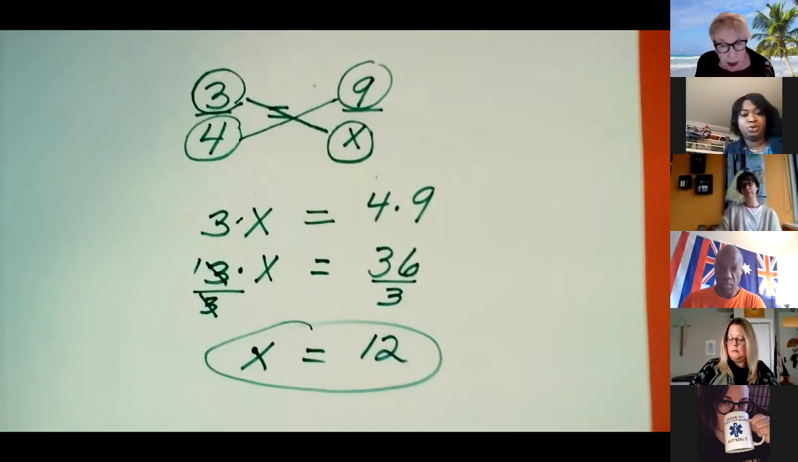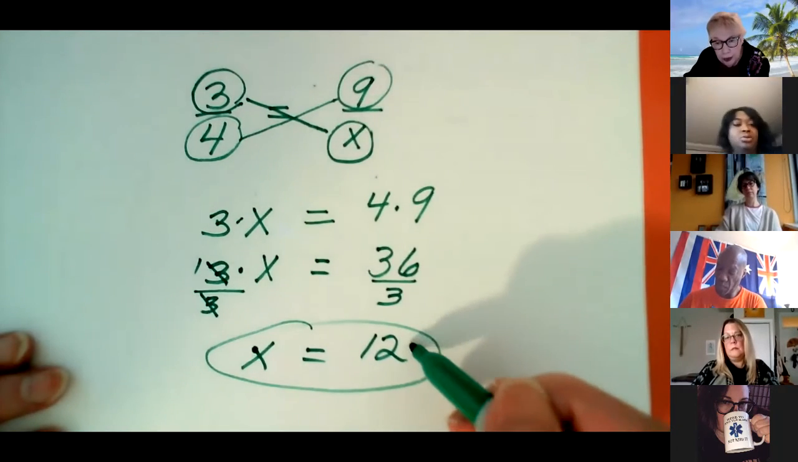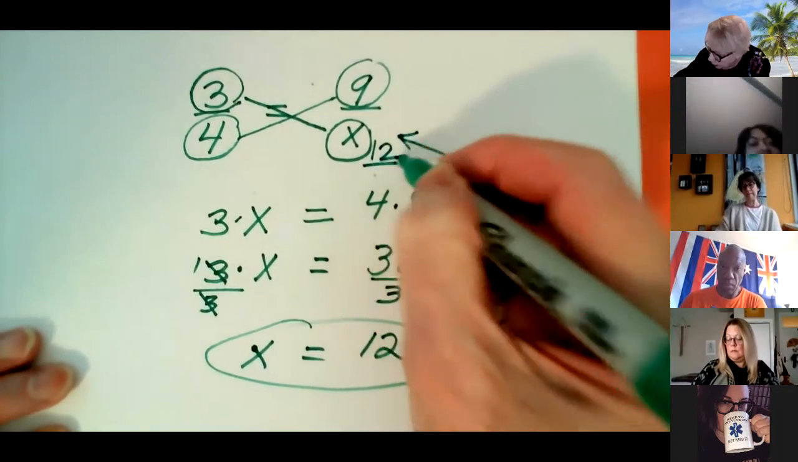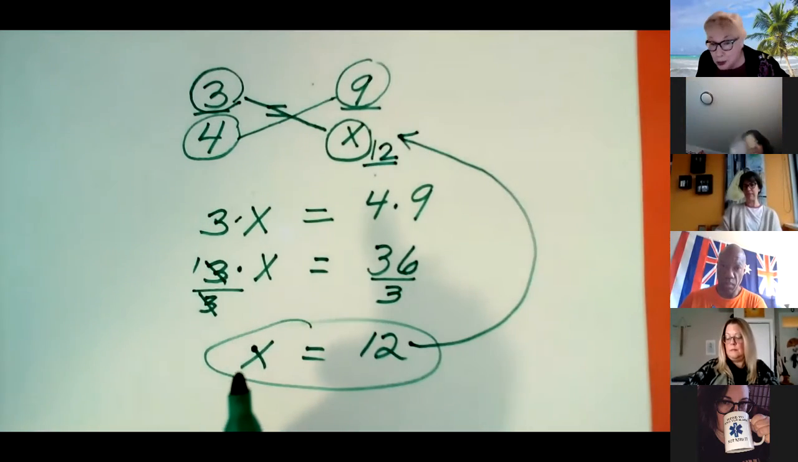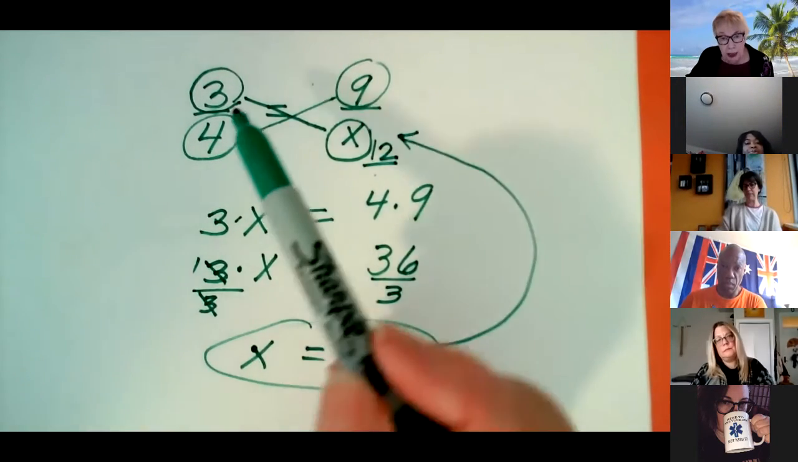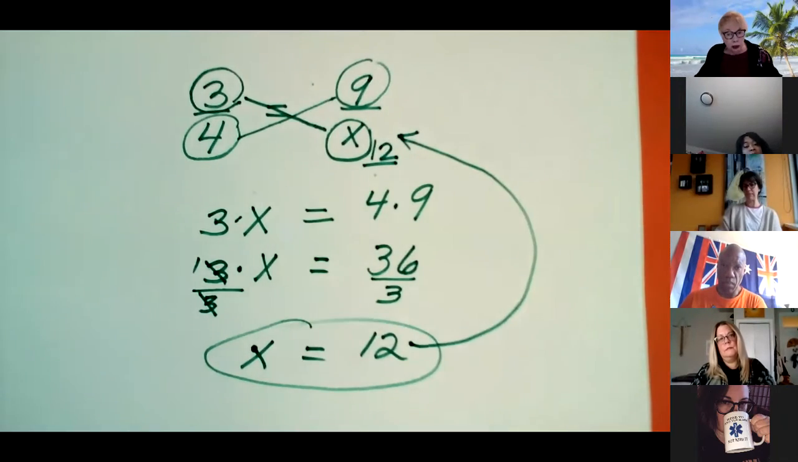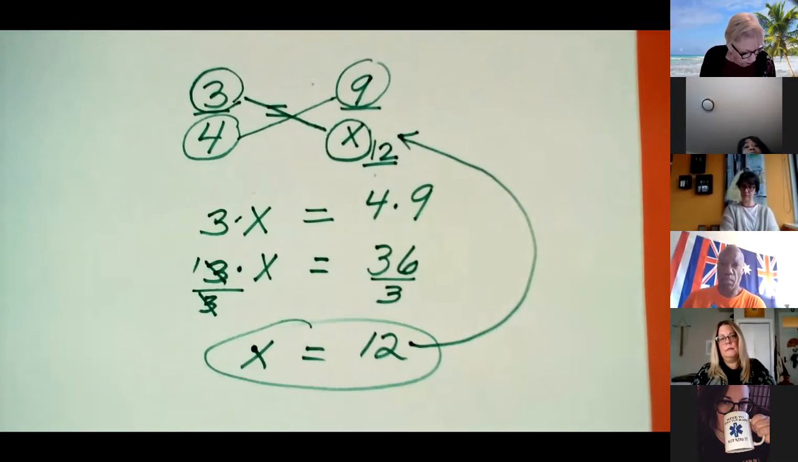The other good thing about these problems, these proportions, is when you're done and you have an answer, this answer belongs here for x. There's no reason to ever miss one of these because this times this was 36. 3 times 12 is 36, we know it's right. So we have a way to check it, and we know it's right. I don't know, they talk about all kinds of weird things.